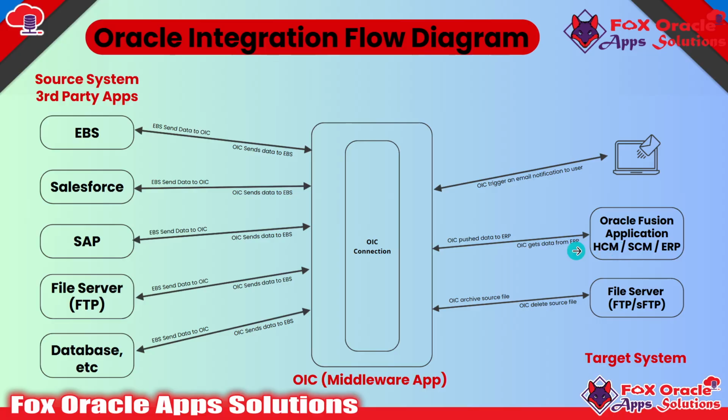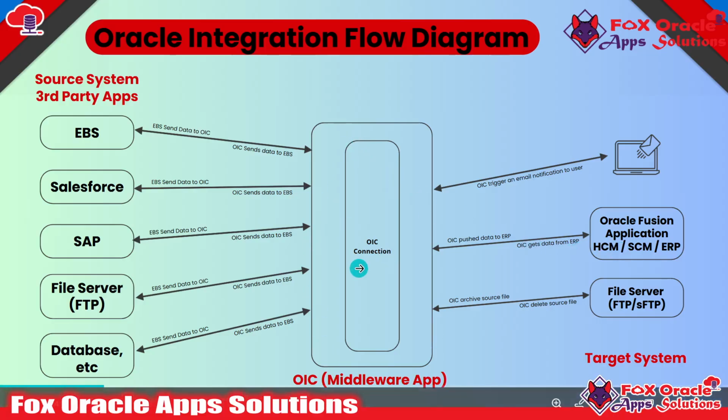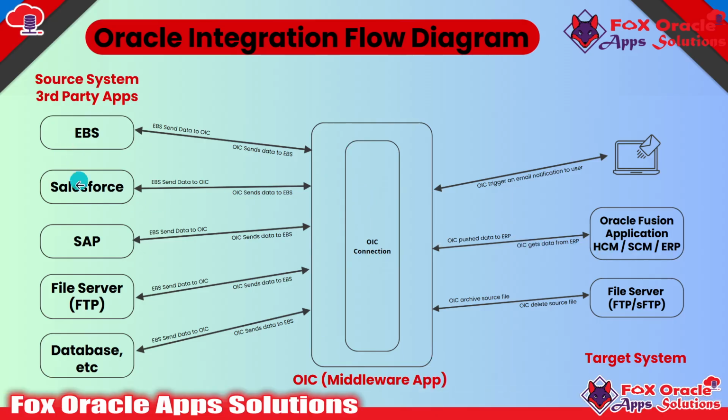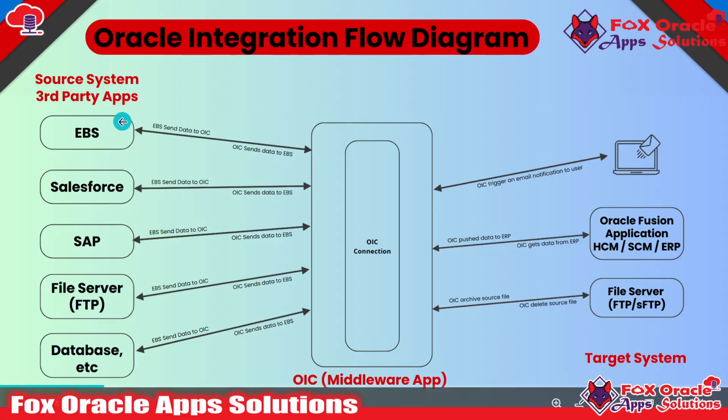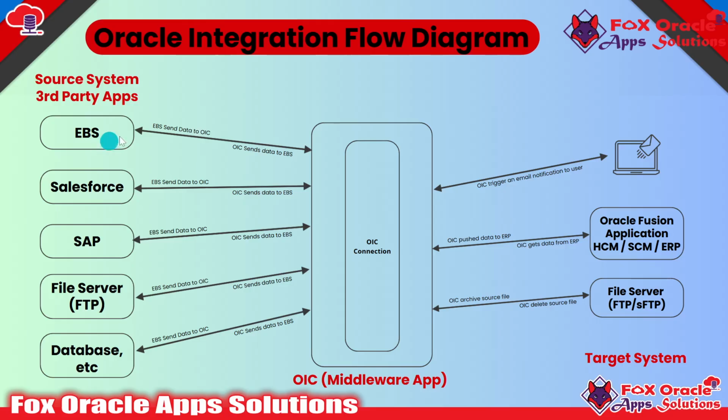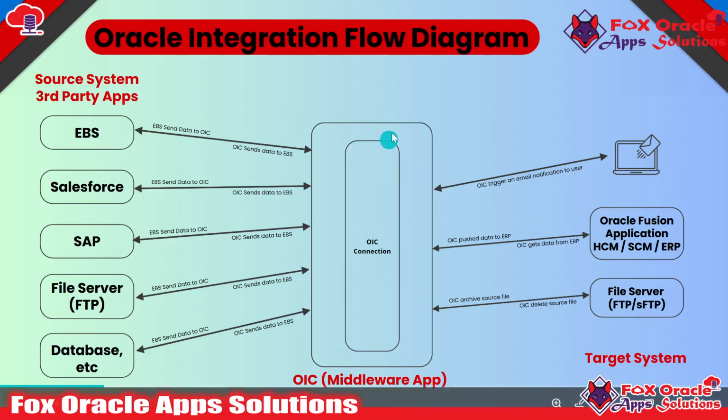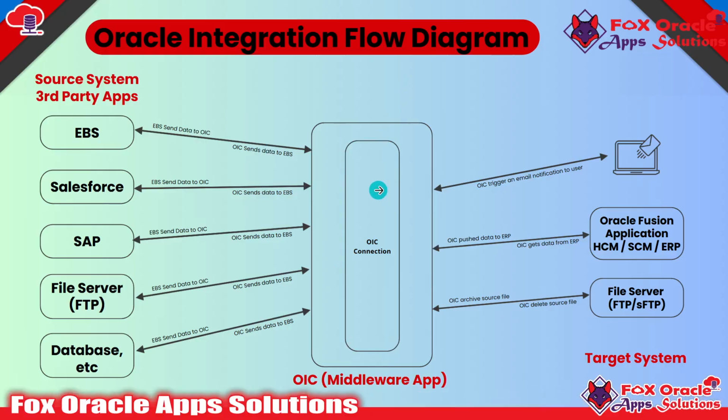For example, in the diagram you can see this is our OIC middleware application. It can interact with any third-party system, be it an EBS system, a Salesforce app, a file server, or any database server, and vice versa. We can send data to the system or get data from the system, and once data is available in OIC, we can do whatever we want with it.